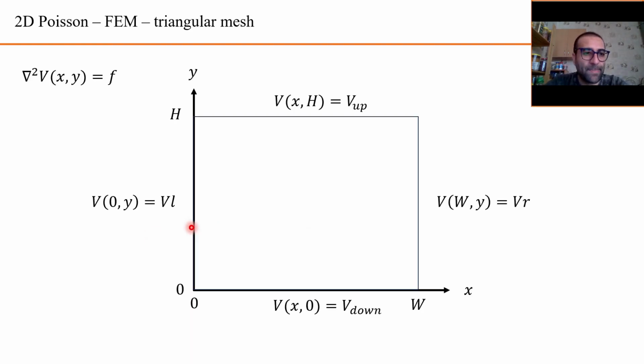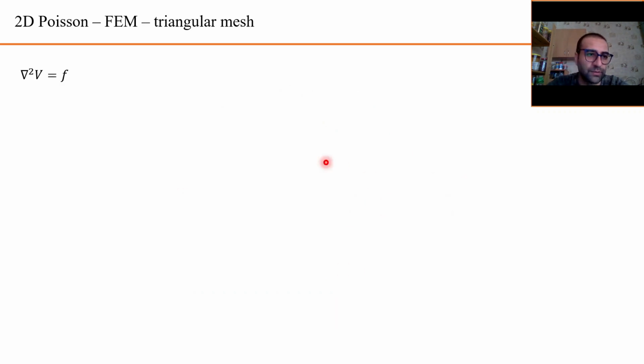Okay, we have the Poisson equation and we are trying to solve this partial differential equation over this rectangular geometry with well-known boundary conditions. In the Dirichlet boundary condition, the value of the potential is known at the upper boundary, lower boundary, left boundary, and right boundary.